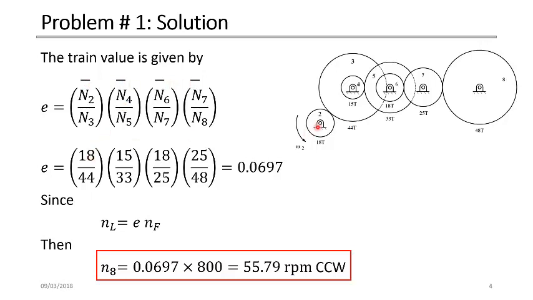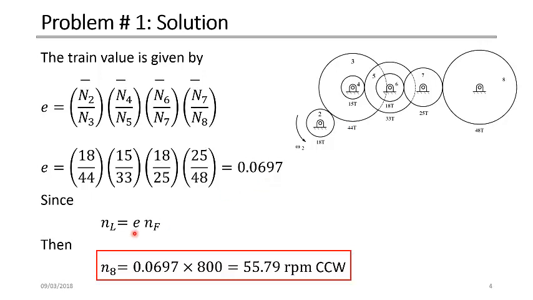So the number of teeth for gear number 2 is 18, and the number of teeth for gear 3 is 45. So 18 divided by 45 for the first stage. 15 by 33 between 4 and 5. So 4 has 15 teeth and 5 has got 33. So it's 15 divided by 33. Gear number 6 has got 18, and gear number 7 has got 25 teeth. Gear number 7 has got 25 again, and gear number 8 has got 48. So if we multiply all these together, you are getting 0.0697. This is your train value.